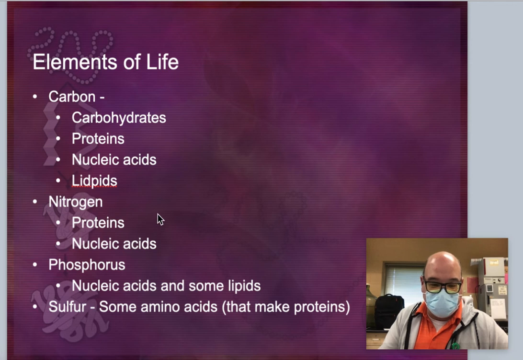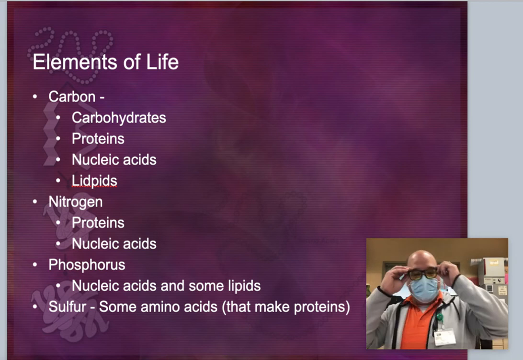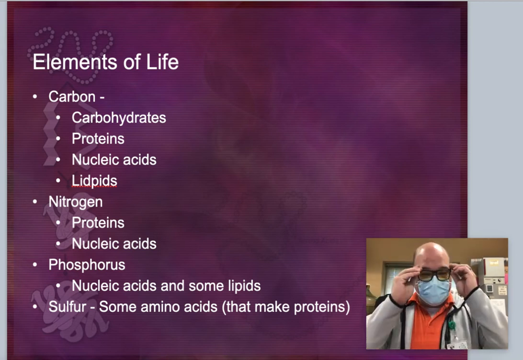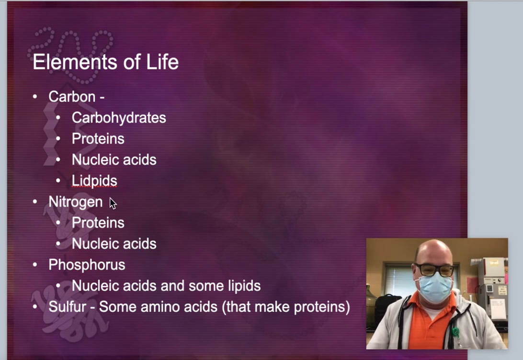Nitrogen is going to be found in proteins and nucleic acids only, so you won't find nitrogen in carbohydrates. Phosphorus is also found in nucleic acids and some lipids. And I just threw this one in here. Sulfur is found in a few amino acids, so that makes sulfur often found in proteins. So a common AP Bio question is, you're growing plants and they don't have enough nitrogen. What are they not going to be able to make? And so your answer there would be proteins and nucleic acids.